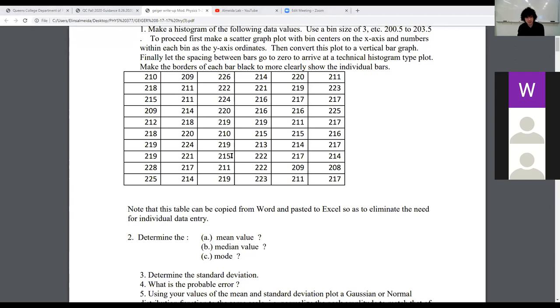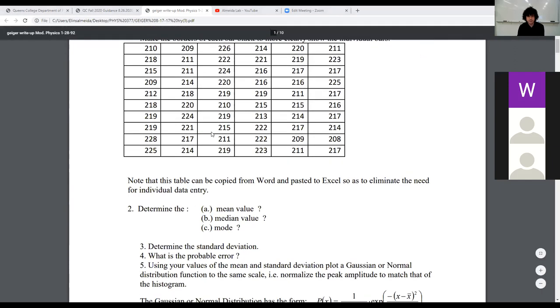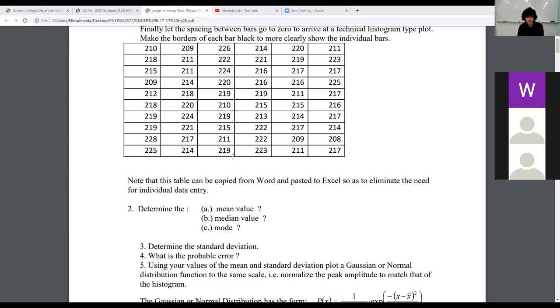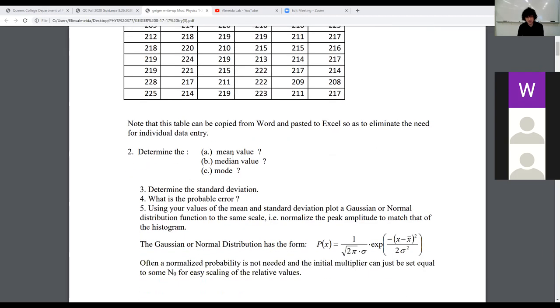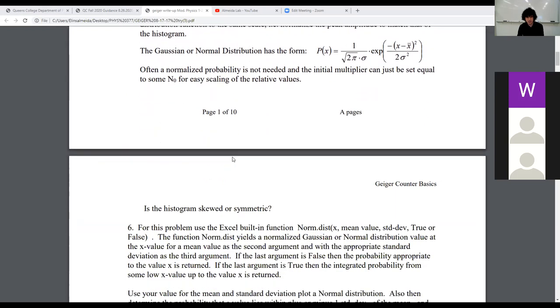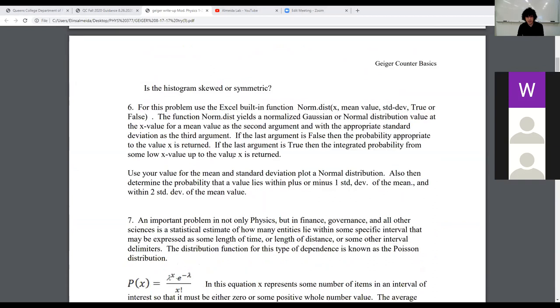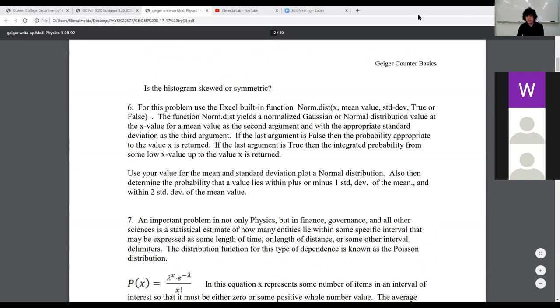Okay, so in this lab, you calculate the mean value, median value of this table. We'll do it later. And you can do it in Excel. If you don't have Excel, you can do it in another software. And in the labs, we have Excel, so you can work there. Another question.